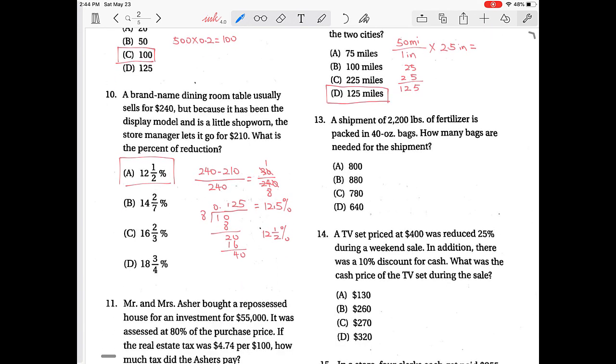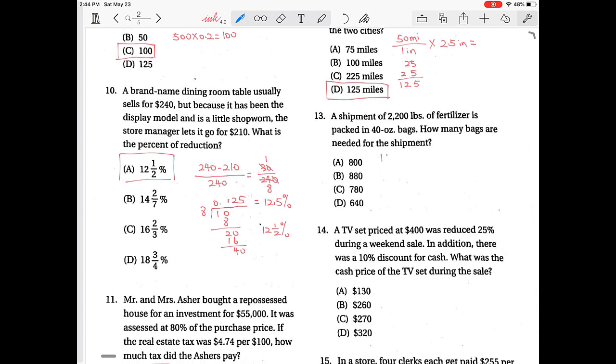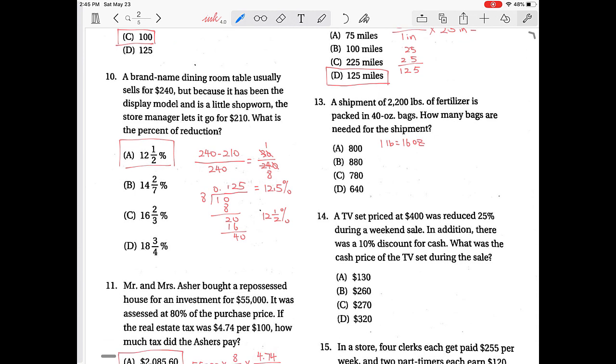Number 13, a shipment of 2,200 pounds of fertilizer is packed in 40-ounce bags. How many bags are needed for the shipment? Just like the previous problem, we know 1 pound is equal to 16 ounces. So first we're going to convert 2,200 pounds into ounces by multiplying by 16. Then divide that by 40 to get the number of bags. We're going to simplify this by crossing out the zeros. 4 can then become a 1. So 240 times 4 is 880, and that is option Bravo.